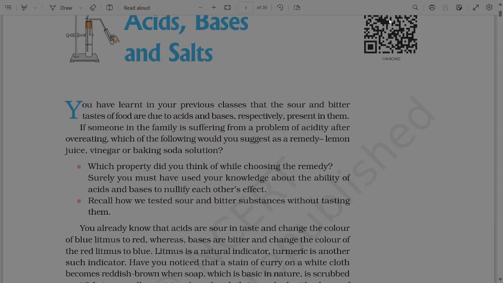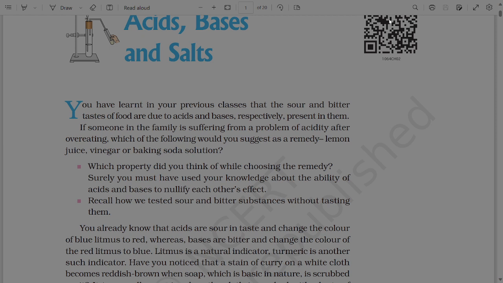You have learnt in your previous classes that the sour and bitter tastes of food are due to acids and bases respectively present in them. If someone in the family is suffering from a problem of acidity after overeating, which of the following would you suggest as a remedy? Lemon juice, vinegar, or baking soda solution?